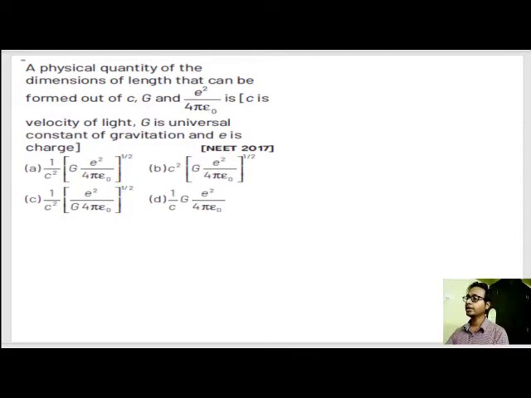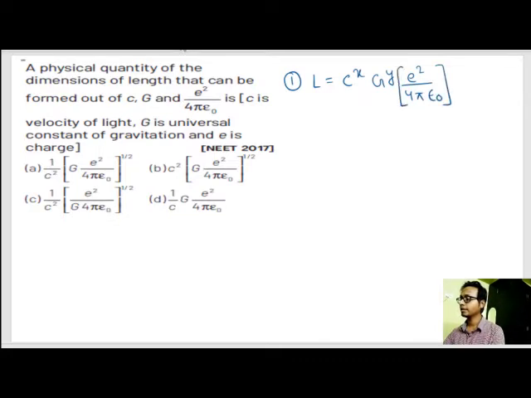So what this question is basically asking is, find length such that c to the power x, G to the power y and e square by 4 pi epsilon naught to the power z gets satisfied. That means L is equal to c to the power x, G to the power y and e square by 4 pi epsilon naught to the power z. Find the value of x, y and z. So first we will deal with this term, e square by 4 pi epsilon naught.